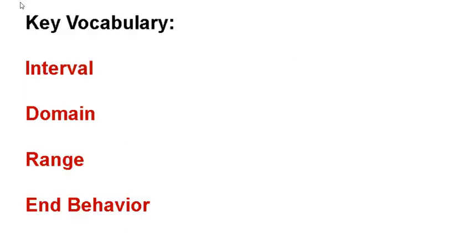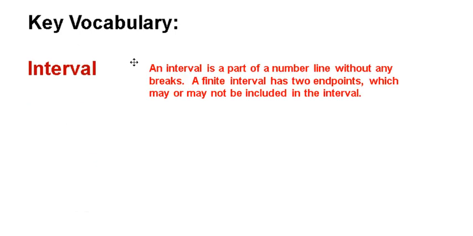Essential question. Let's go over some key vocabulary: interval, domain, range, end behavior. Interval. What is an interval? An interval is a part of a number line without any breaks. A finite interval has two endpoints which may or may not be included in the interval.